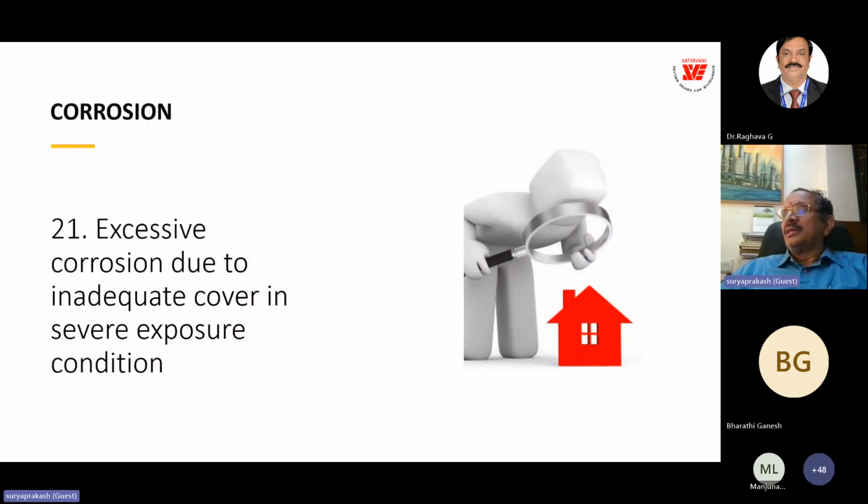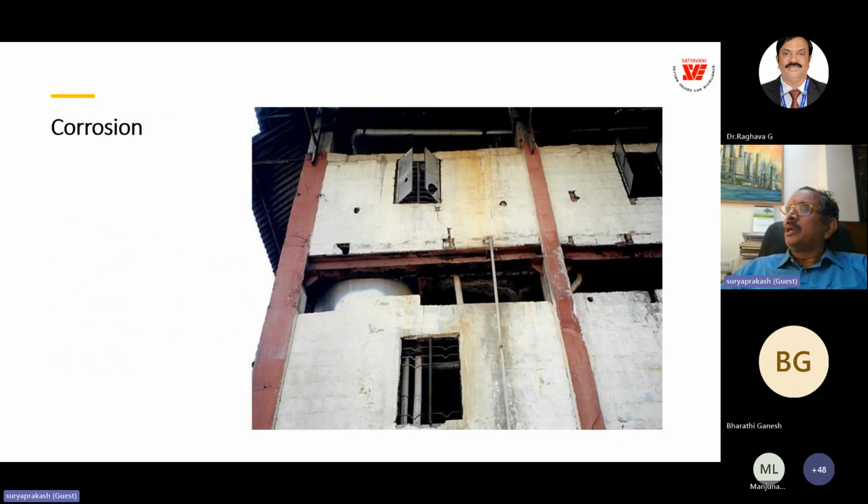Next is the corrosion, excessive corrosion due to inadequate cover in severe exposure condition. So IS 456 has given clear direct guidelines for the cover for normal, mild, and severe extreme exposure conditions. If you don't follow, this is what is going to happen. This is a steel structure.